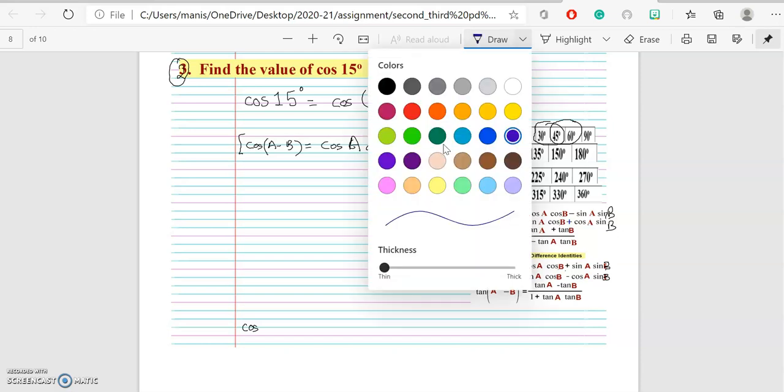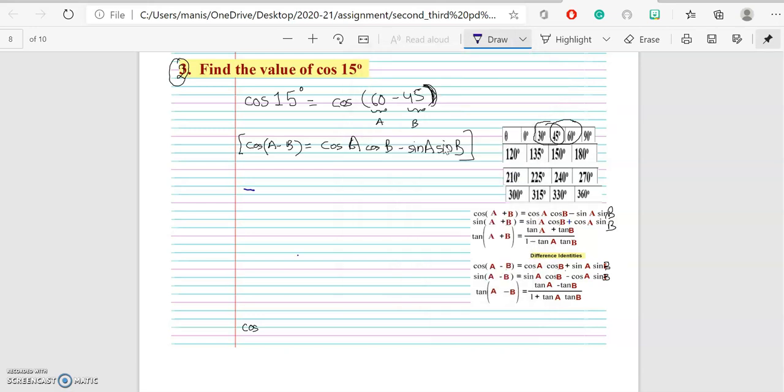So what I will do is plug the values into my formula. It will look like this: cos A, please pay attention to this part over here, because this is the extension for the cos A. The value of A is 60 degrees, times cos B, the value of B is 45, minus sine A, sine 60, this is a minus sign, times sine of B, which is sine of 45.